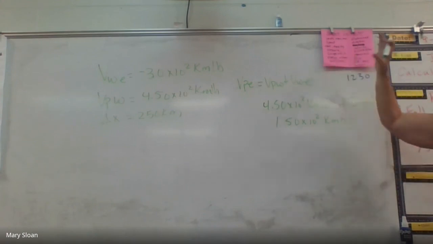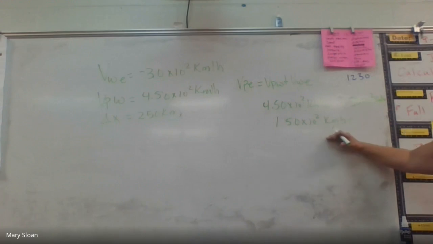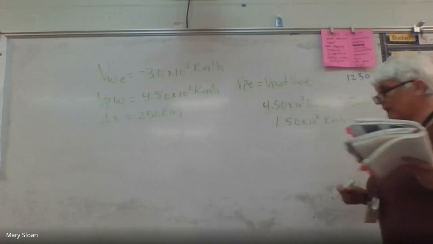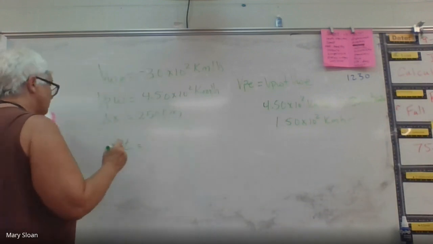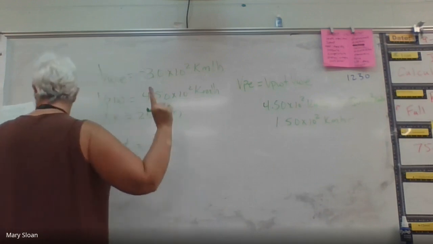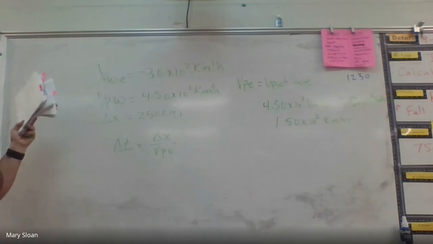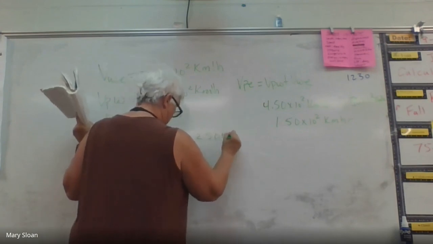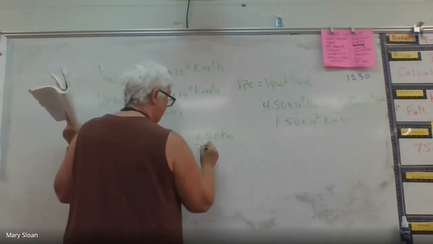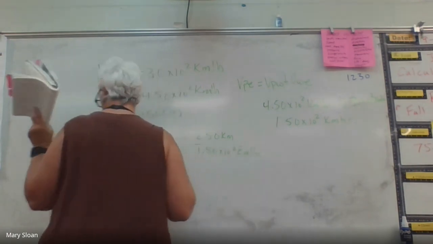So now we've got, using both of those, the plane and also the wind, and we've got our number. Everybody good so far? We are looking for change in time. To find change in time, we're going to do position over the velocity of the plane and the earth. Everybody good? So the change in position is 250 kilometers divided by 1.50 times 10 to the second kilometers per hour.